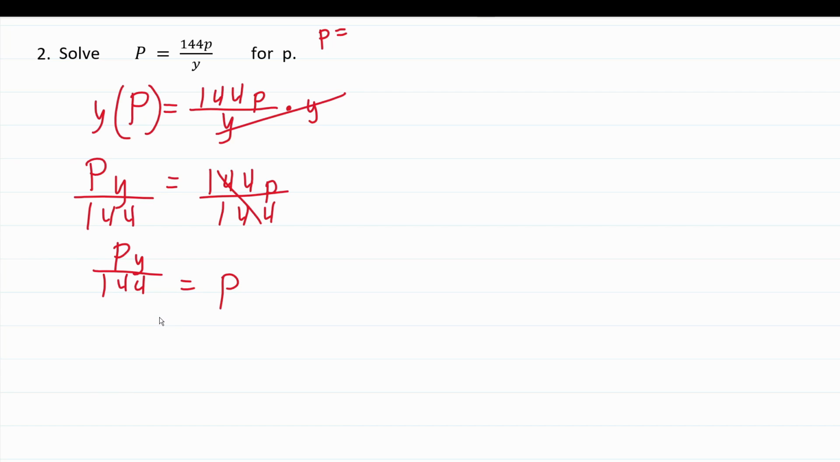Again, in math, it's customary to write the variable for which you solved on the left, so we can write this as p equals P times y over 144. And we've done what this problem's asked us to do. Notably, we've solved this expression for little p. All right, so that's that one.